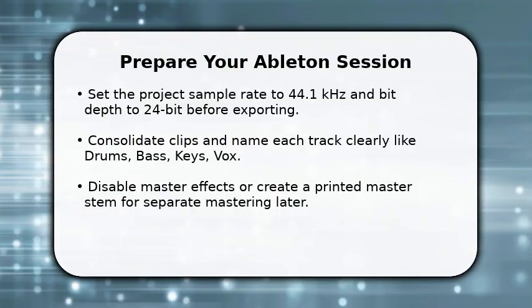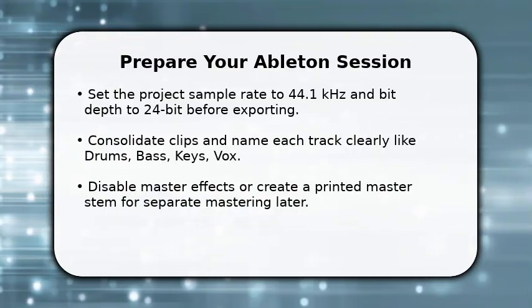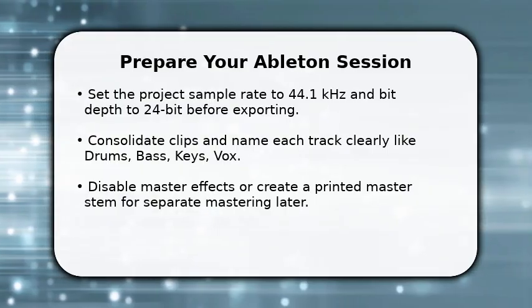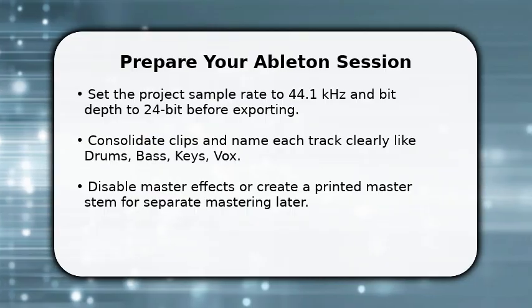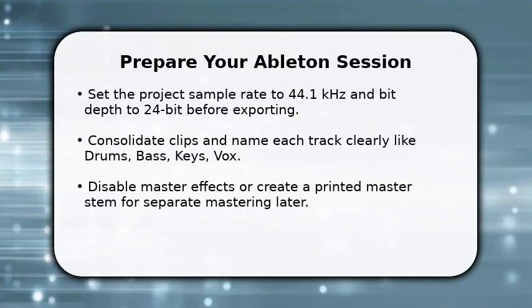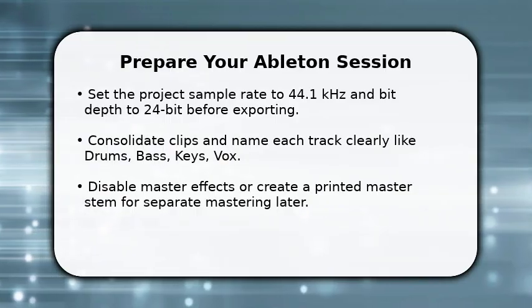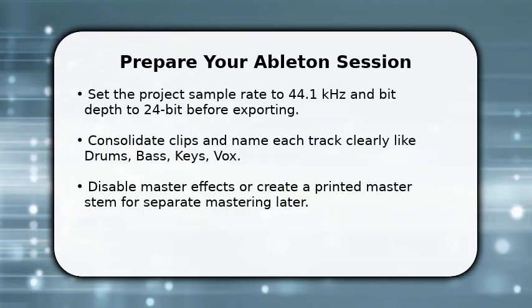Start by cleaning your Ableton session and organizing tracks for export. Set the project sample rate to 44.1 kHz and the bit depth to 24-bit. Consolidate clips on each track to ensure continuous audio regions and avoid silent gaps. Name each track clearly using simple labels like drums, bass, keys, vox to prevent confusion.